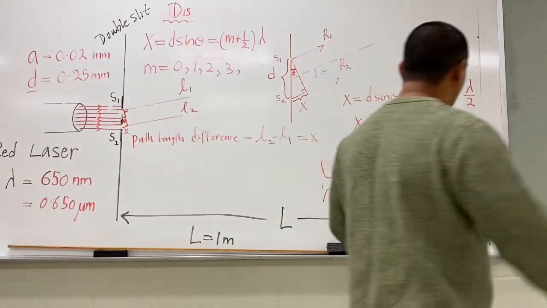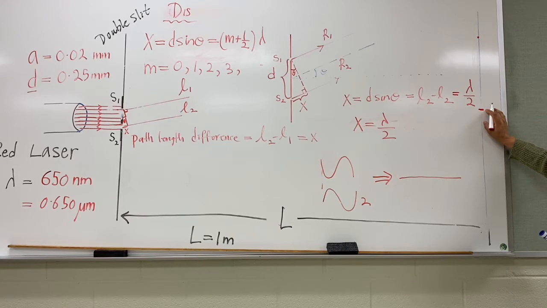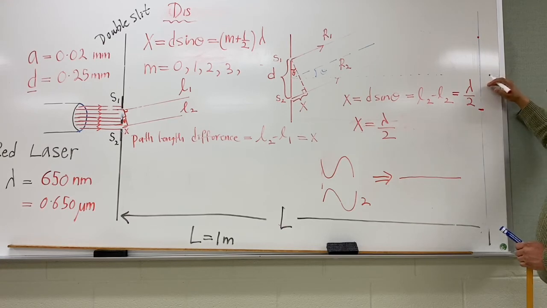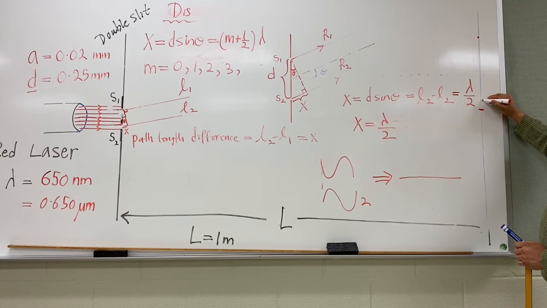You can have destructive interference on both sides from the center of the screen. Center means where you get the central maximum. So if you go up or down from the central maxima, you will have minima. So you can say when m equals 0, you have the first minimum, and m equals 1, the second minimum, like that.